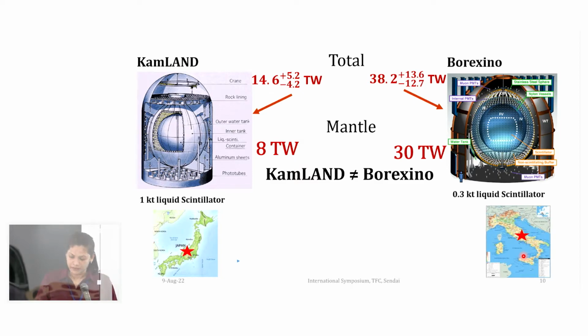Here are some numbers which have been produced so far from the KamLAND and Borexino experiments. The total heat is around 14.6 from KamLAND and 38.2 from Borexino. And if we subtract the lithospheric or crustal component, then for the mantle, these estimates are 10 terawatts for KamLAND and 30 terawatts for Borexino.